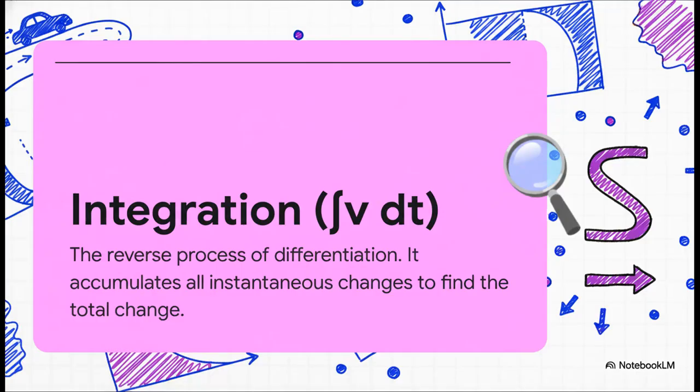The answer is the other giant pillar of calculus, integration. If differentiation is all about finding the slope at one point, integration is about adding up all of those tiny little changes over a period of time to find the total. It's the process of accumulation, of putting it all back together.